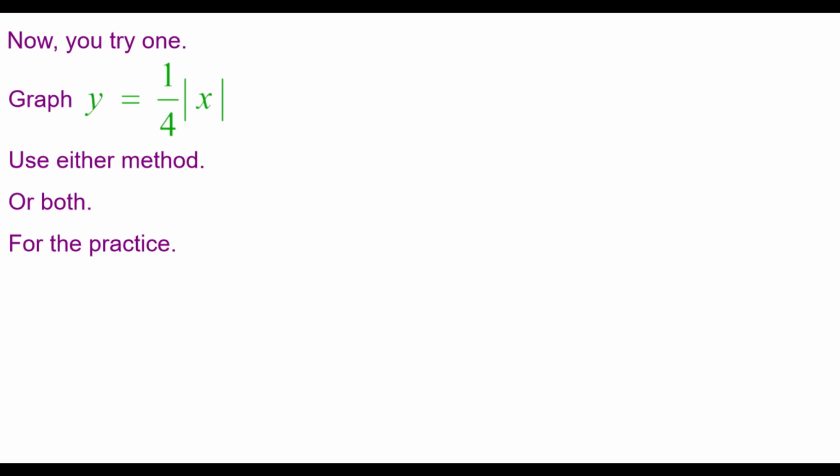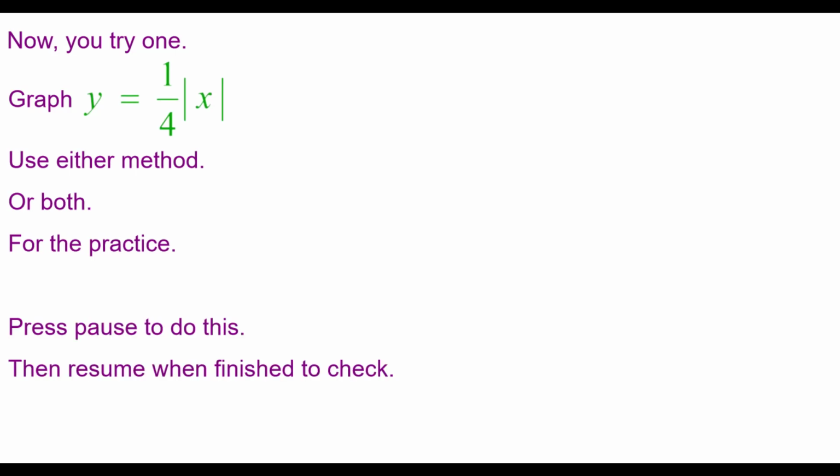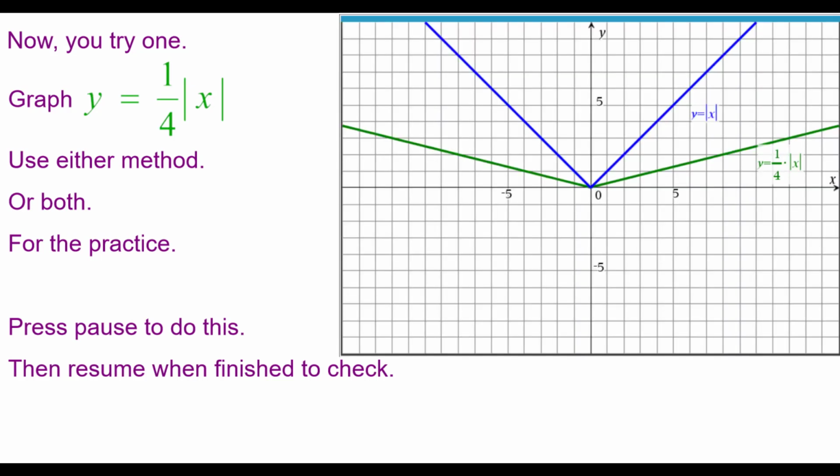Now you try one. Graph y equals 1/4 times the absolute value of x. Use either method or both for the practice. Press pause to do this and then resume when you're finished to check your answer. And here's your answer, much wider, going up much more slowly than the parent function.